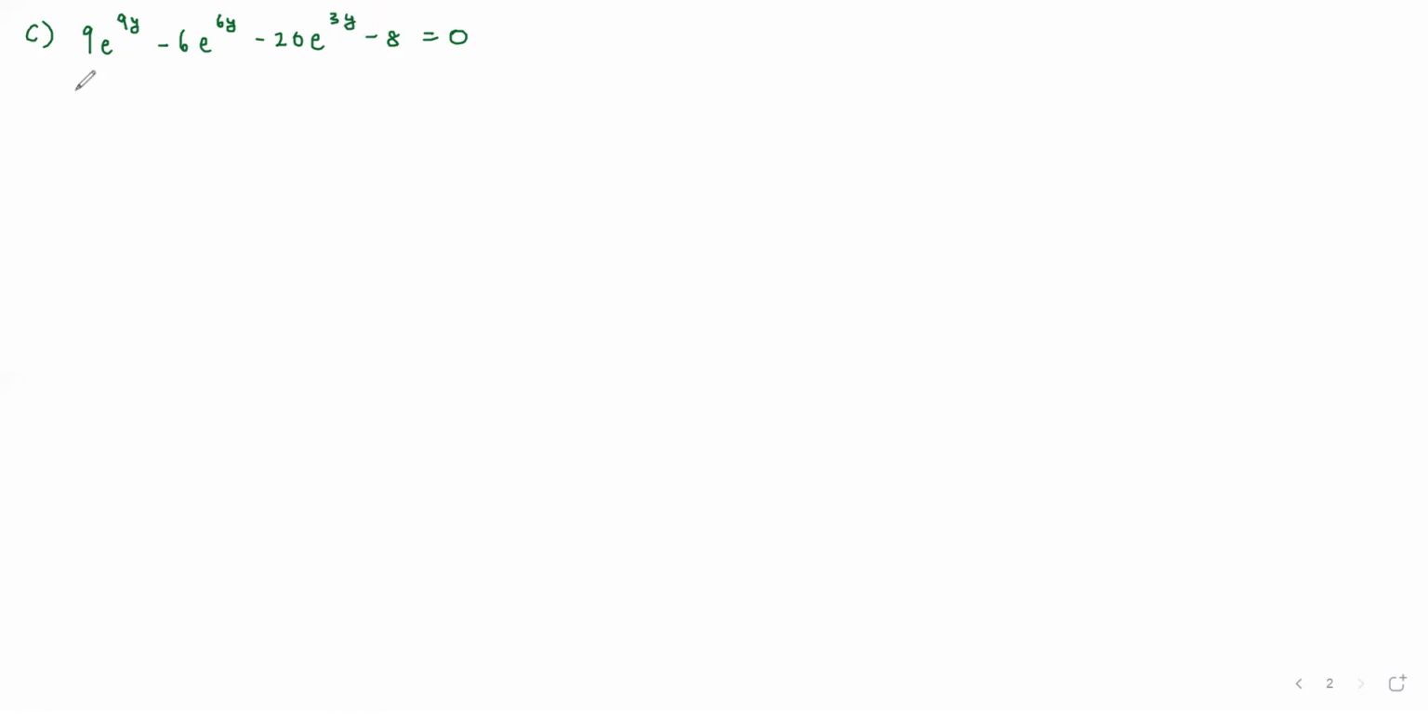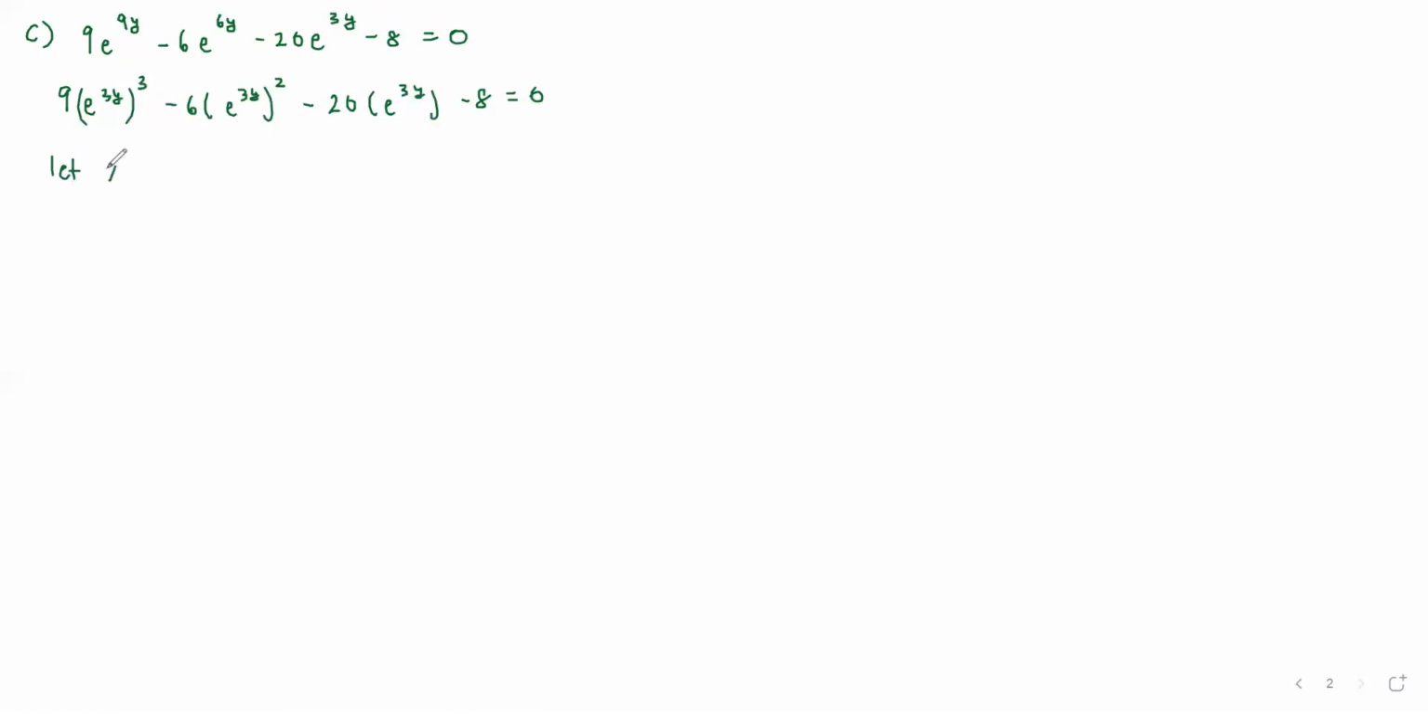You have e to the 3y here. This is 9 times e to the 3y, to the 3. 9 is 3 times 3. Minus 6, we have e to the 3y to the 2. Then you have 20 e to the 3y minus 8 equals 0.